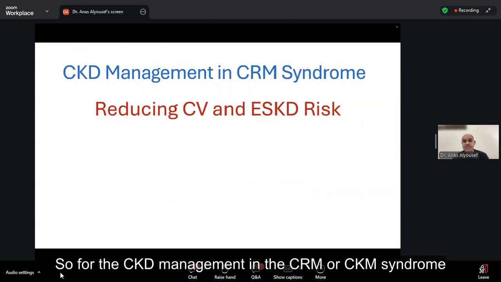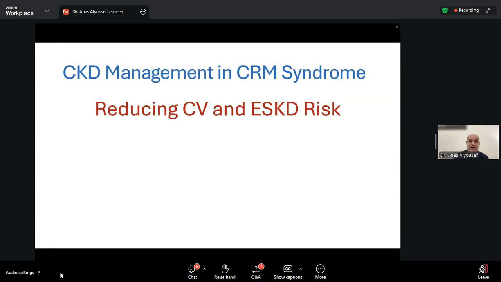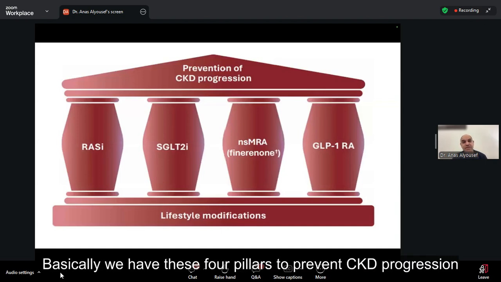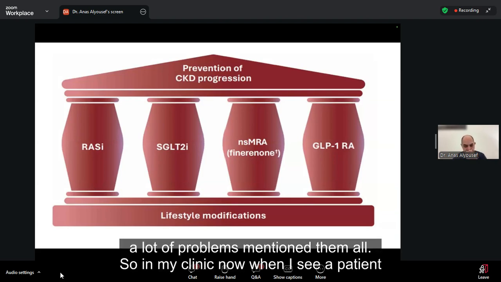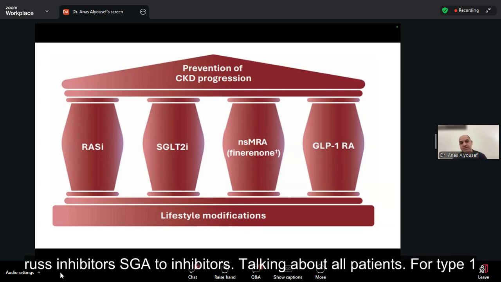So for the CKD management in the CRM or CKM syndrome, ideally, we want to reduce cardiovascular and end-stage kidney disease risk. How can we do that? Basically, we have these 4 pillars to prevent CKD progression. Dr. Ala probably mentioned them all. So in my clinic now, when I see a patient, I want to make sure that the patient is on at least 2 of these, RAS inhibitors and SGLT2 inhibitors, talking about all patients.